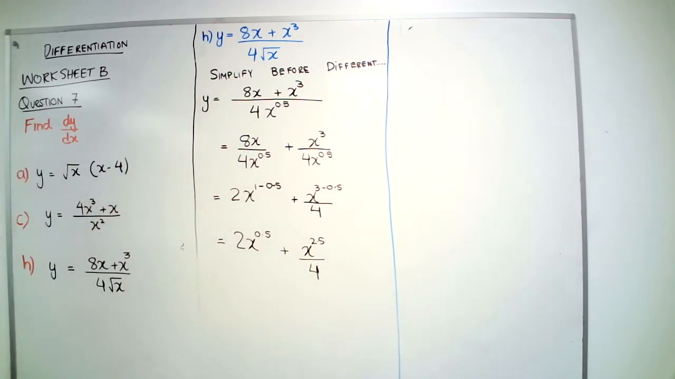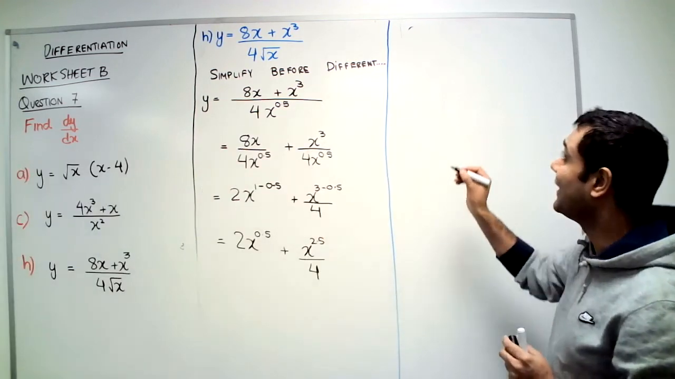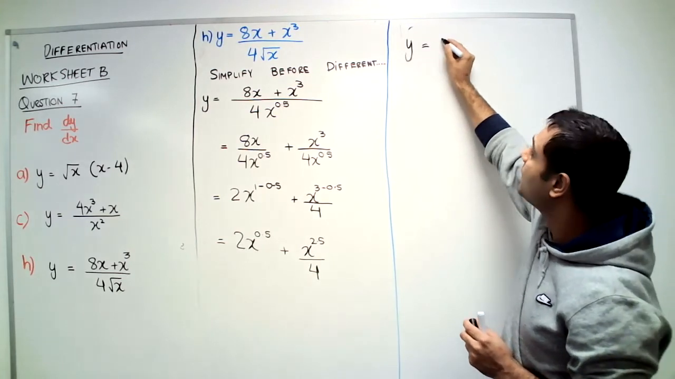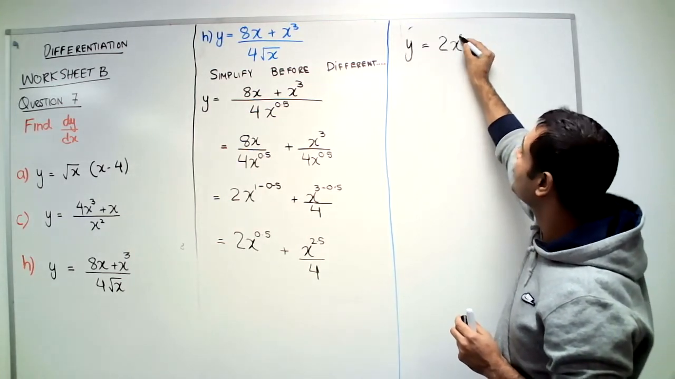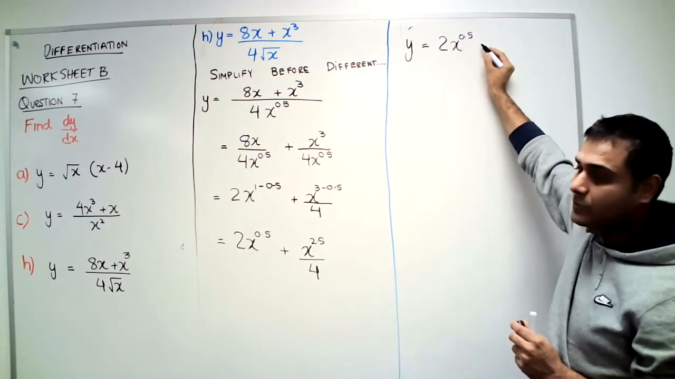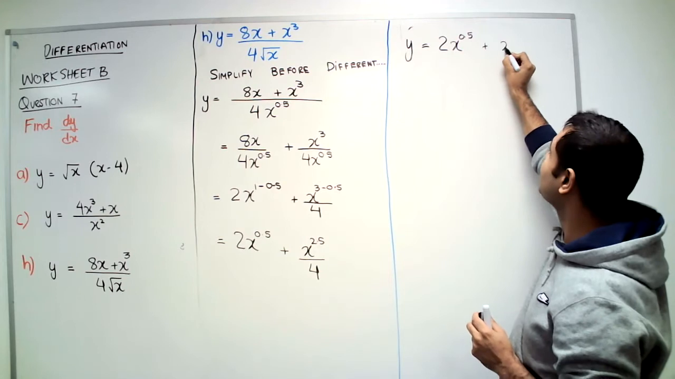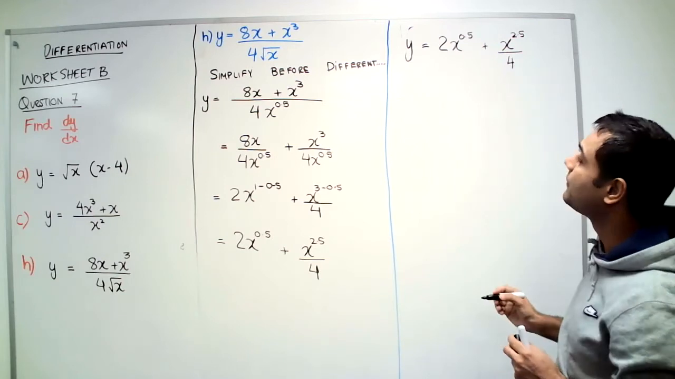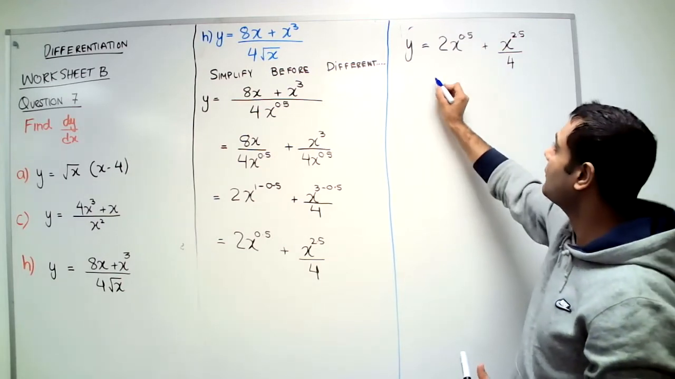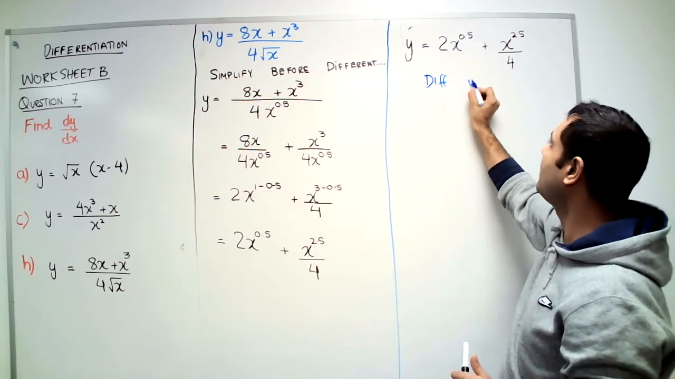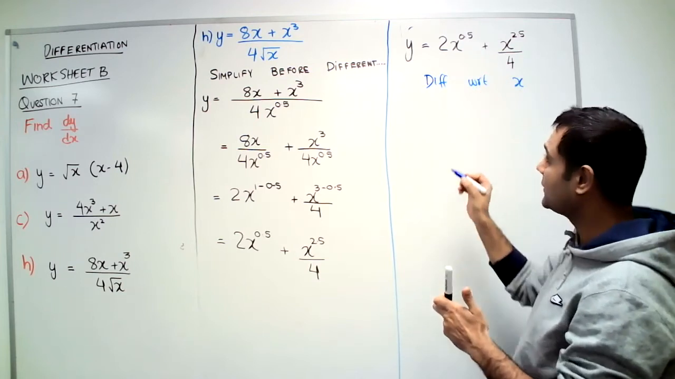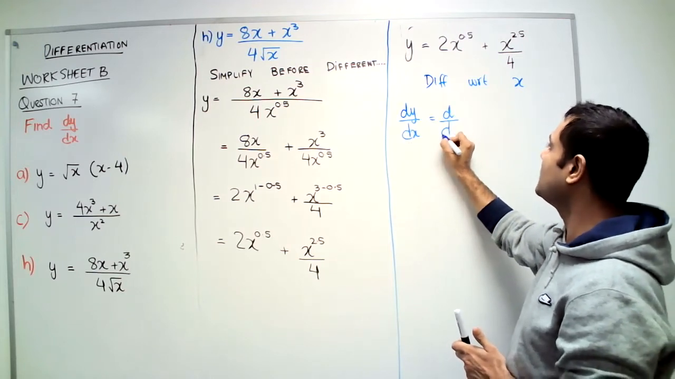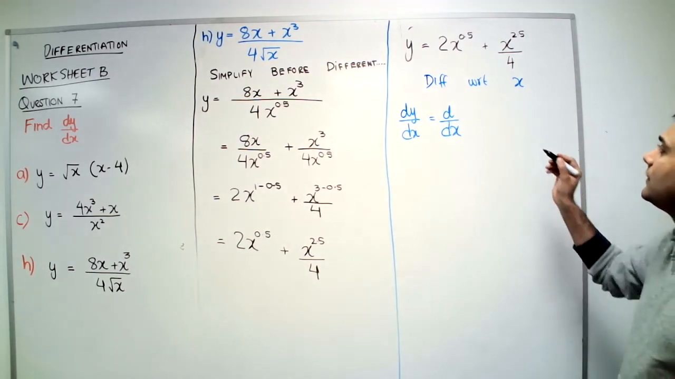Now we are going to differentiate this way. And that was our y. So instead of that y, we are going to use this y. So y equals 2x to the 0.5 plus x to the 2.5 over 4. Now I will differentiate with respect to x. So that will become a dy over dx and d over dx of that bit.